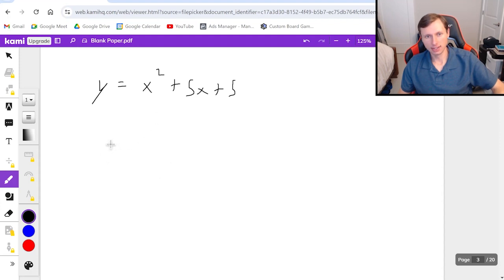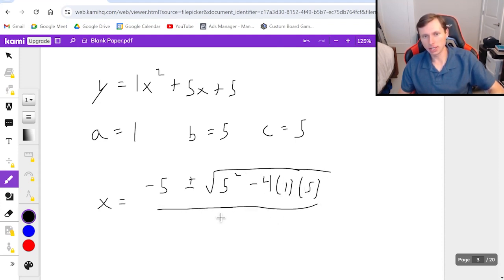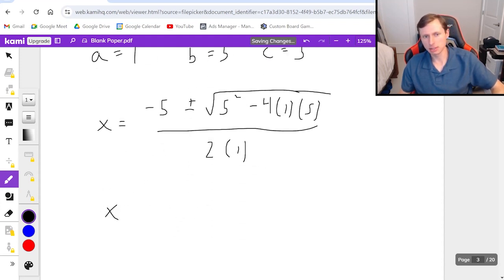And here we go. The quadratic formula says identify your a, b, and c terms first. In this case, a is 1 because of the invisible 1 in front of the x squared. b is 5, and c is also 5. So I'm going to say x equals negative b, or negative 5, plus or minus the square root of b squared, or 5 squared, minus 4ac, all divided by 2a, so 2 times 1. And now I just have to simplify this the best I can.